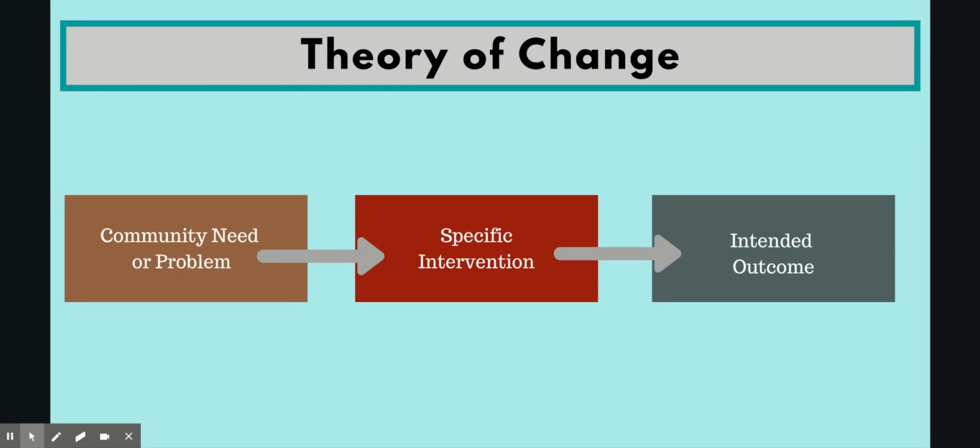Theory of change can be defined as the cause and effect relationship between a specific intervention and an intended outcome. You'll see that the specific intervention is also expected to be informed by the community need. Let's talk about each of these components and what they mean.